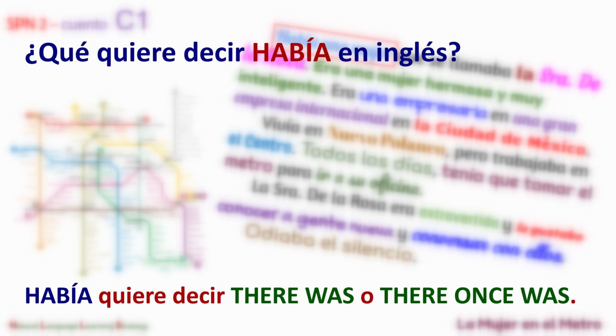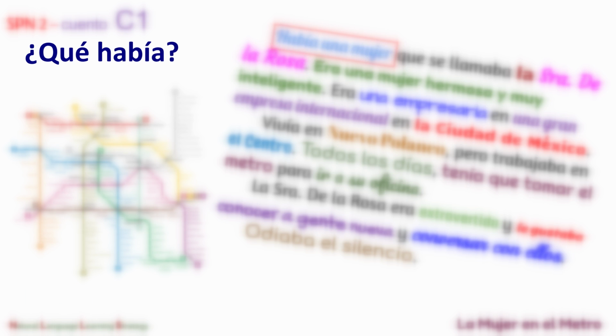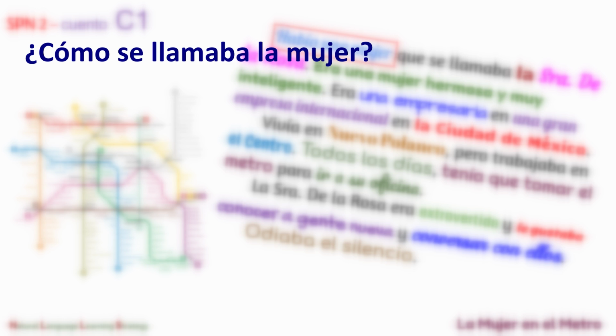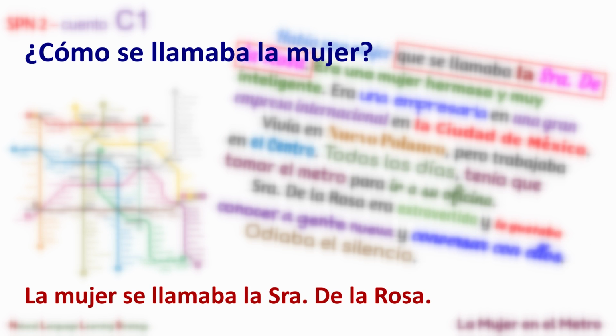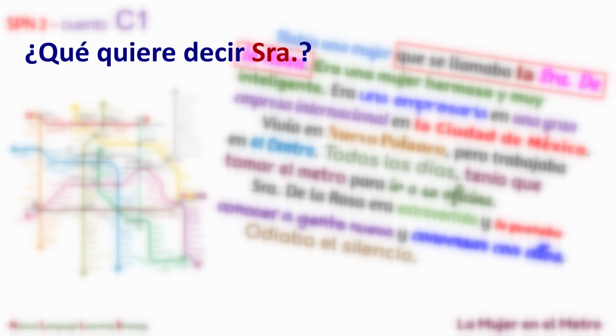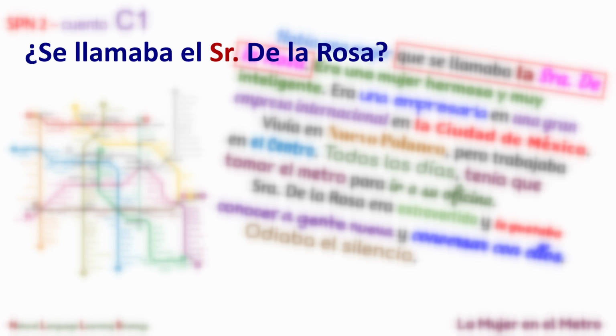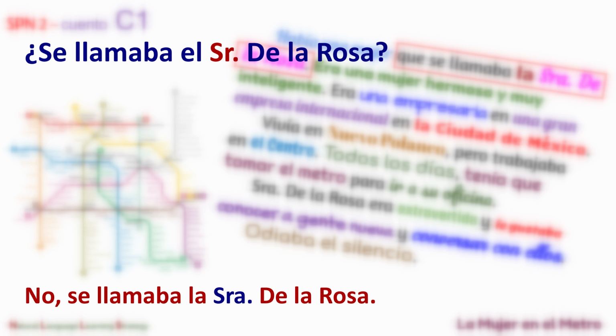Some more questions and answers we could get from the sentence are, ¿Qué había? What was there? Había una mujer. Había un hombre o una mujer. Había una mujer. ¿Cómo se llamaba la mujer? La mujer se llamaba la Señora de la Rosa. ¿Qué quiere decir S-R-A? S-R-A quiere decir señora. ¿Se llamaba el Señor de la Rosa? No, se llamaba la Señora de la Rosa.